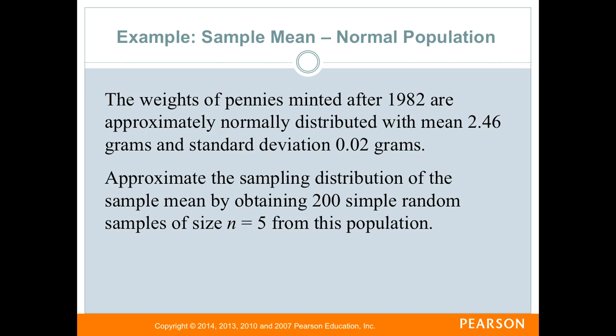So let's look at an example where we have a sample mean for a normal population. The weights of pennies minted after 1982 are approximately normally distributed. The mean is 2.46 grams and the standard deviation is 0.02 grams. We want to approximate the sampling distribution of the sample mean by obtaining 200 different simple random samples, all of size 5, from the population.